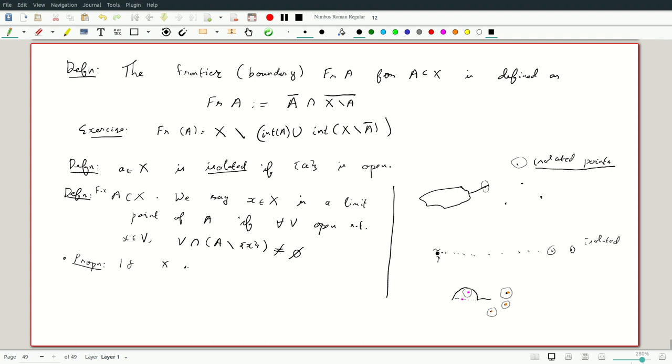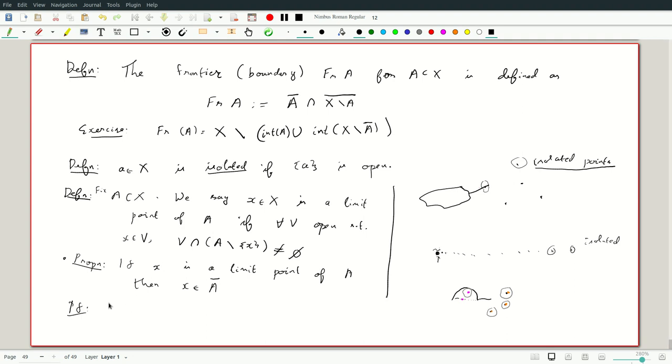If little x is a limit point of the set A, then x belongs to A bar. Okay. Why is that? Because we have proved it.